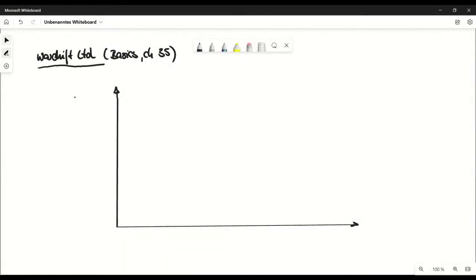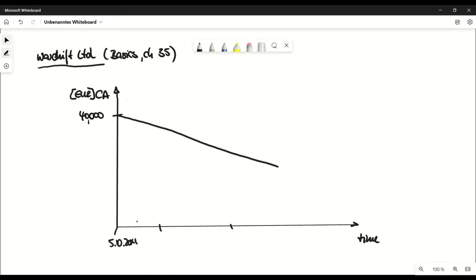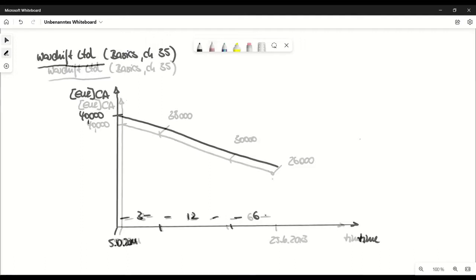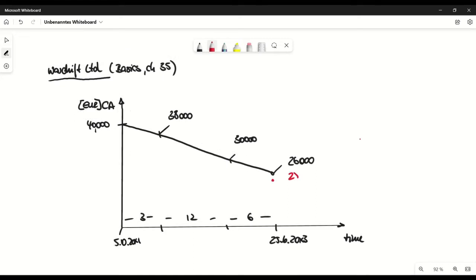It is always a good idea to prepare a drawing once we want to discuss a disposal of an asset. We enter the cost of acquisition, which is in this case 40,000. Remember, cost of acquisition is always the net amount. The car got written off for 3 months, then for another 12 months, and then for 6 months. WARDRIFT sells the car at 25,875.